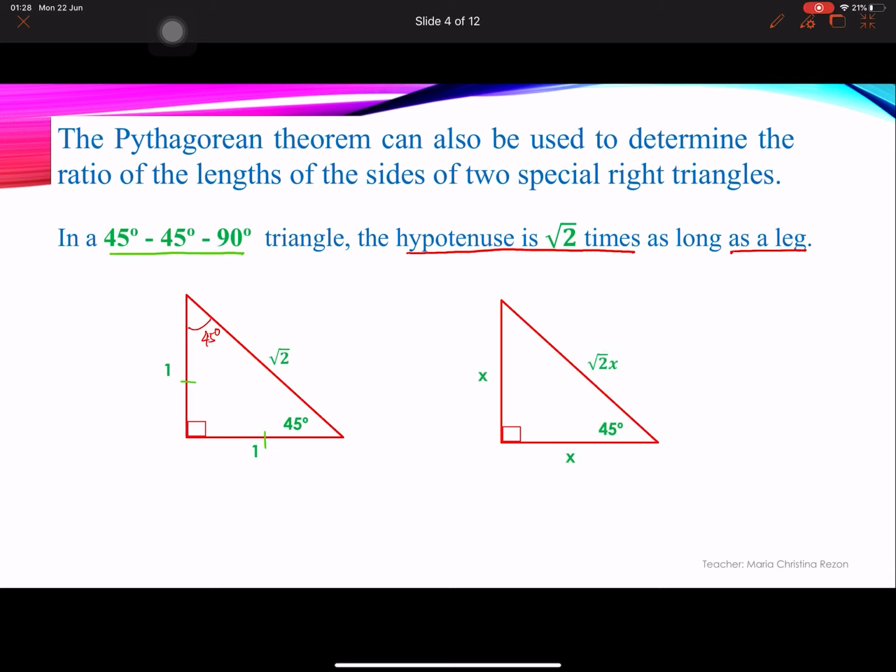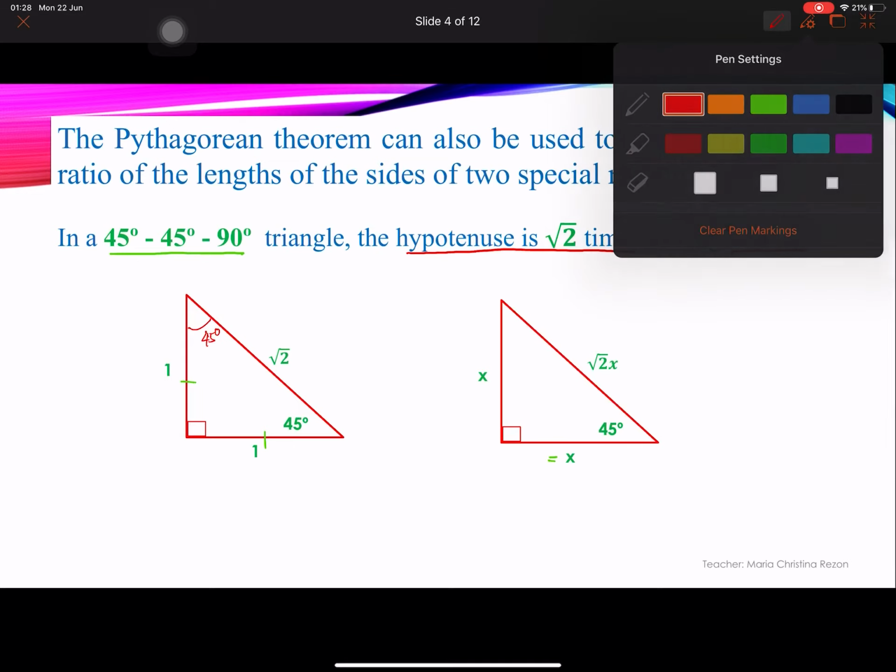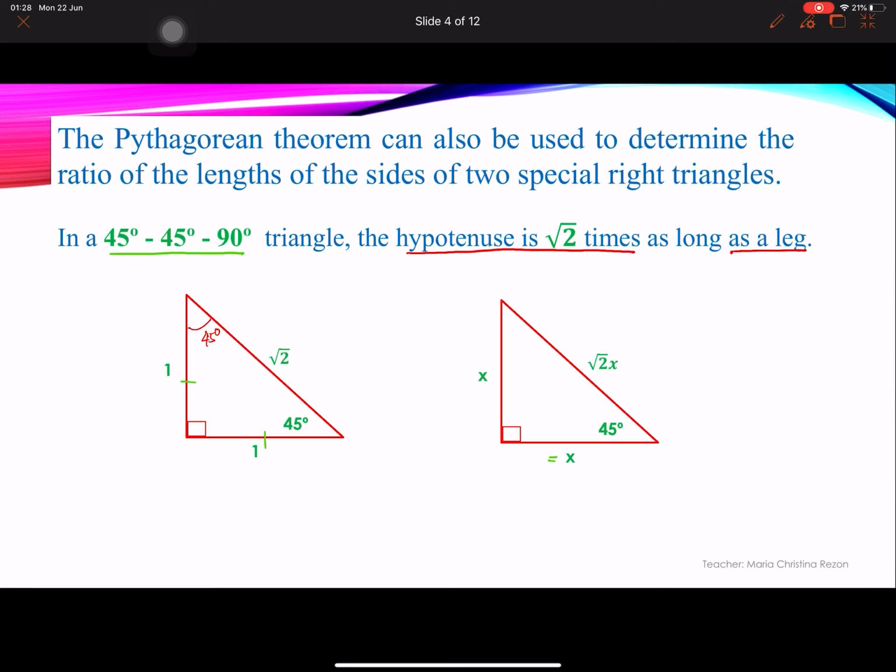You have here x. If, say for example, this is your A, this is your B, and this is your C. By the way, x square root of 2 is just the same as square root of 2 times x. You can rewrite that. This form is easier to remember.